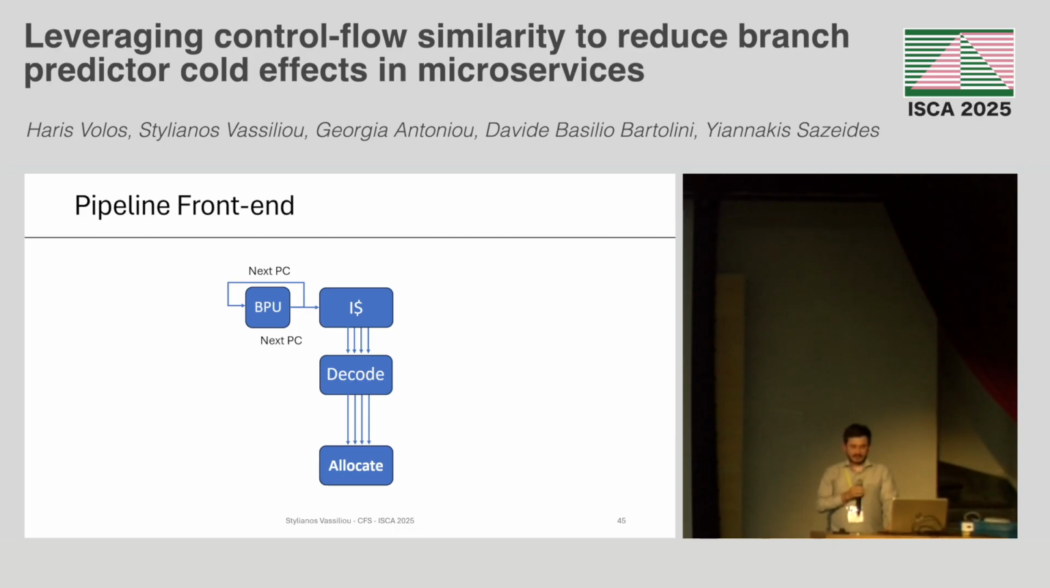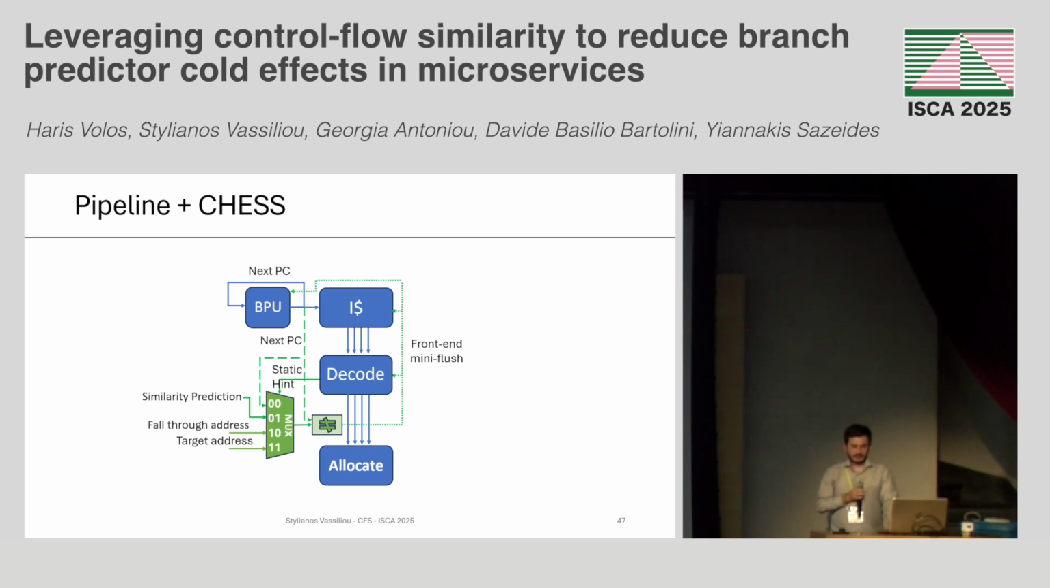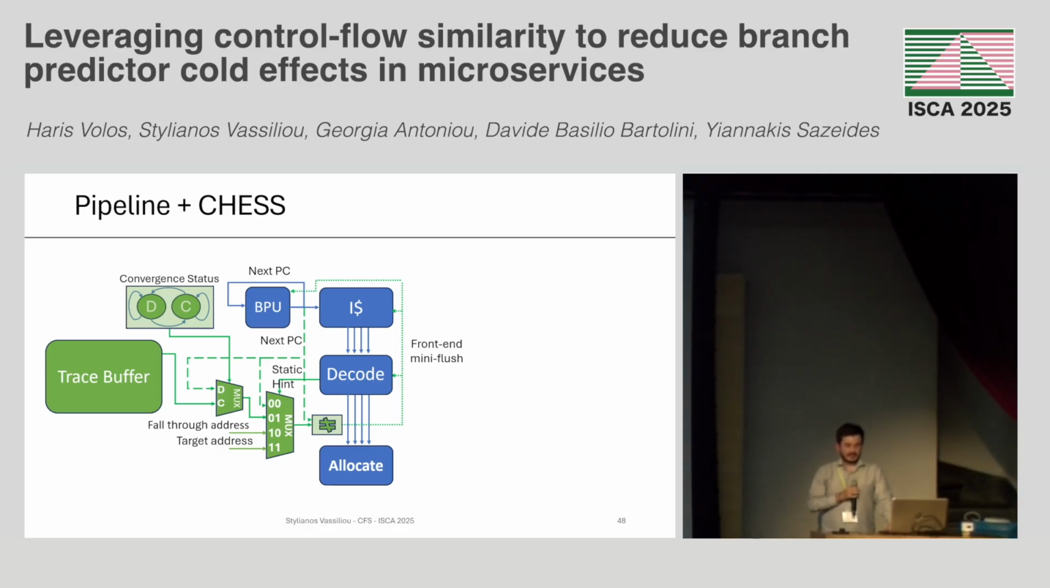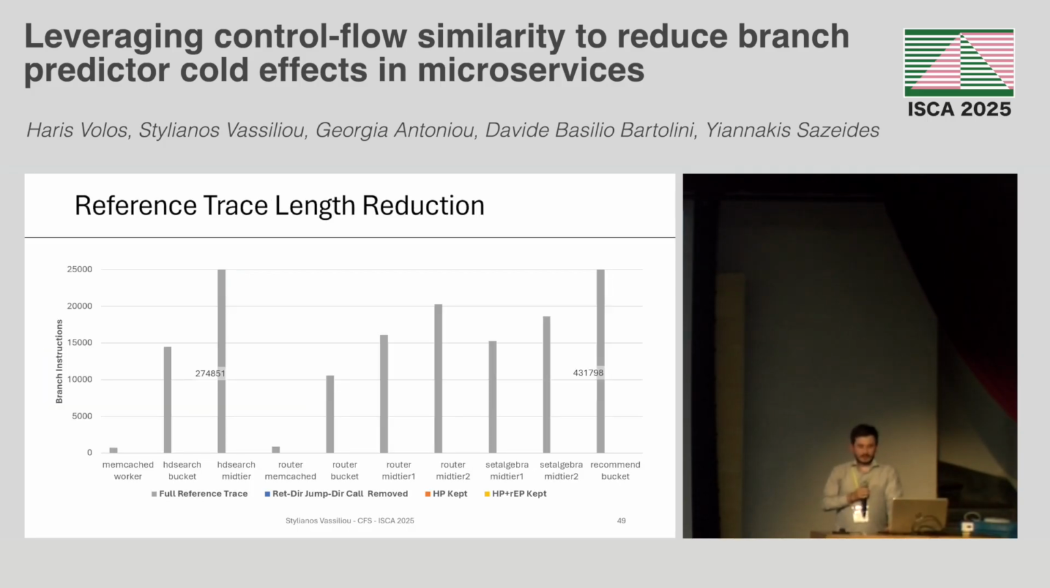As we mentioned before, chess needs to wait until the decode stage. As such, we are going to attach chess to a normal pipeline like so. If the prediction it gives is different from the prediction of the fetch predictor, it will override that prediction and do a mini flush of the front end. Chess has a multiplexer to determine the predictor it will use, that uses the static hint we found offline coming from the decoder. For the similarity prediction, it has another multiplexer that remembers if it is convergent or divergent. If it is convergent, it takes the predictions from a trace buffer, and if it is divergent, it uses the fetch prediction.